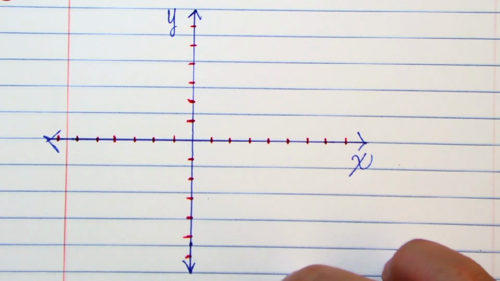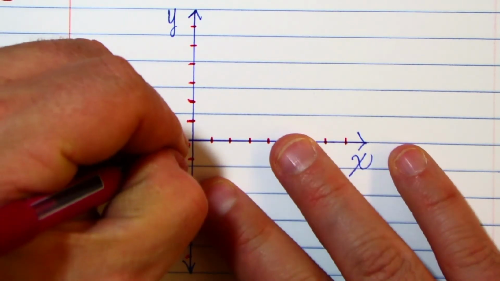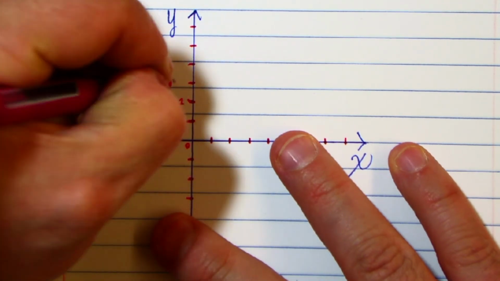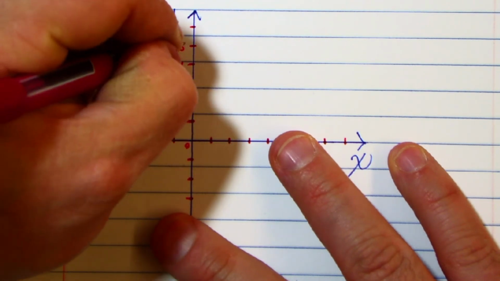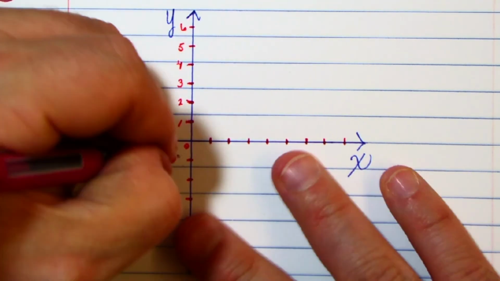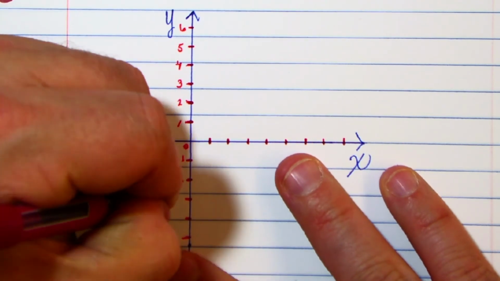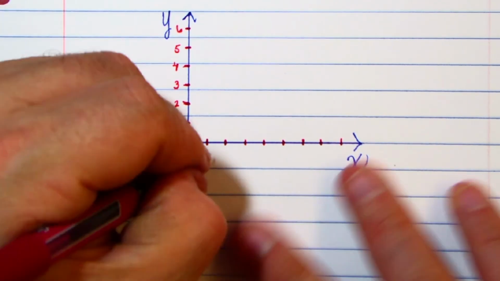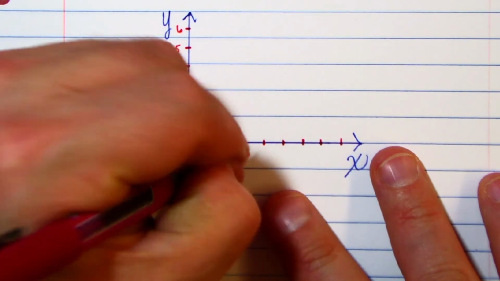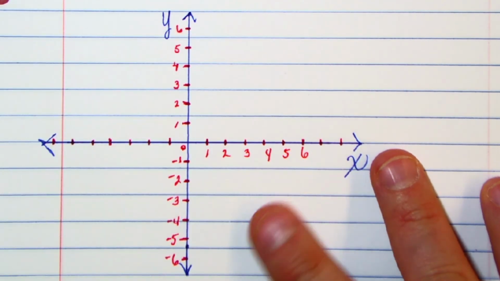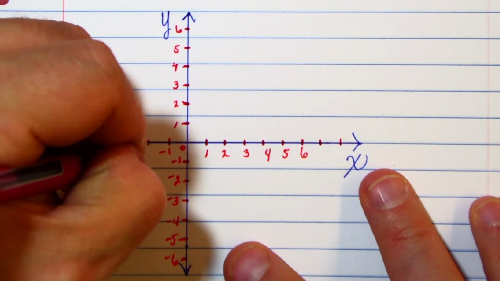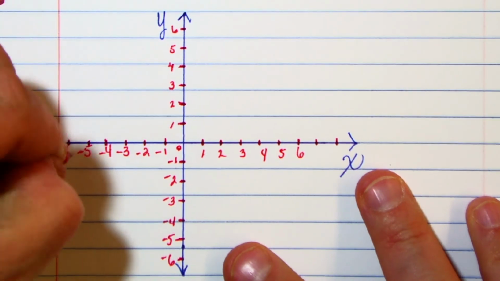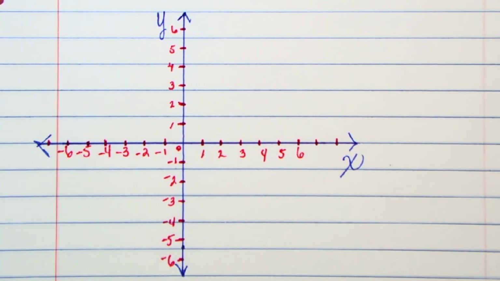Now, take a minute and number everything. So the origin is 0. Put a little 0 there. This is 1, 2, 3, 4, 5, 6. -1, -2, -3, -4, -5, -6. You only have to number 6. 3, 4, 5, 6. -1, -2, -3, -4, -5, -6. Make sure yours looks like that.